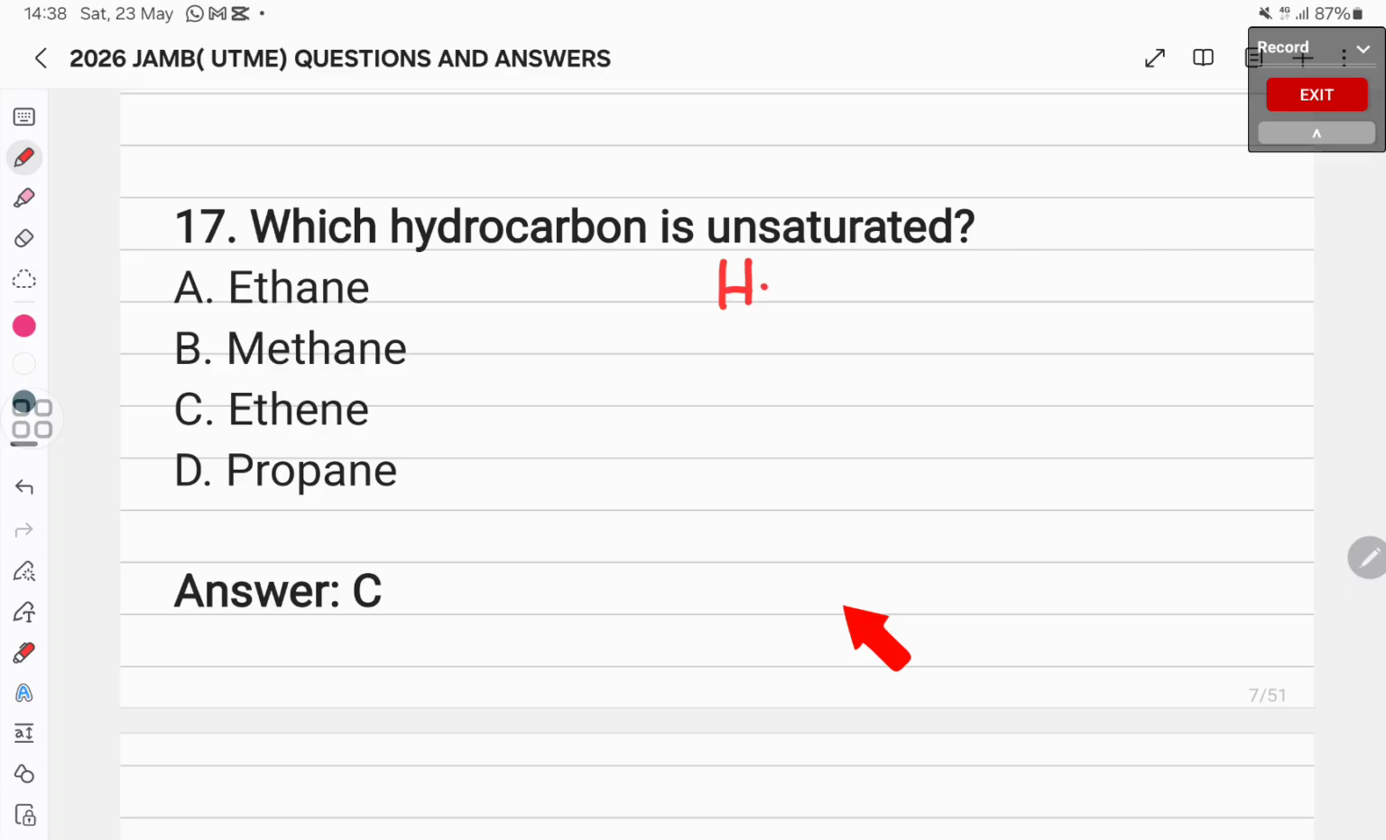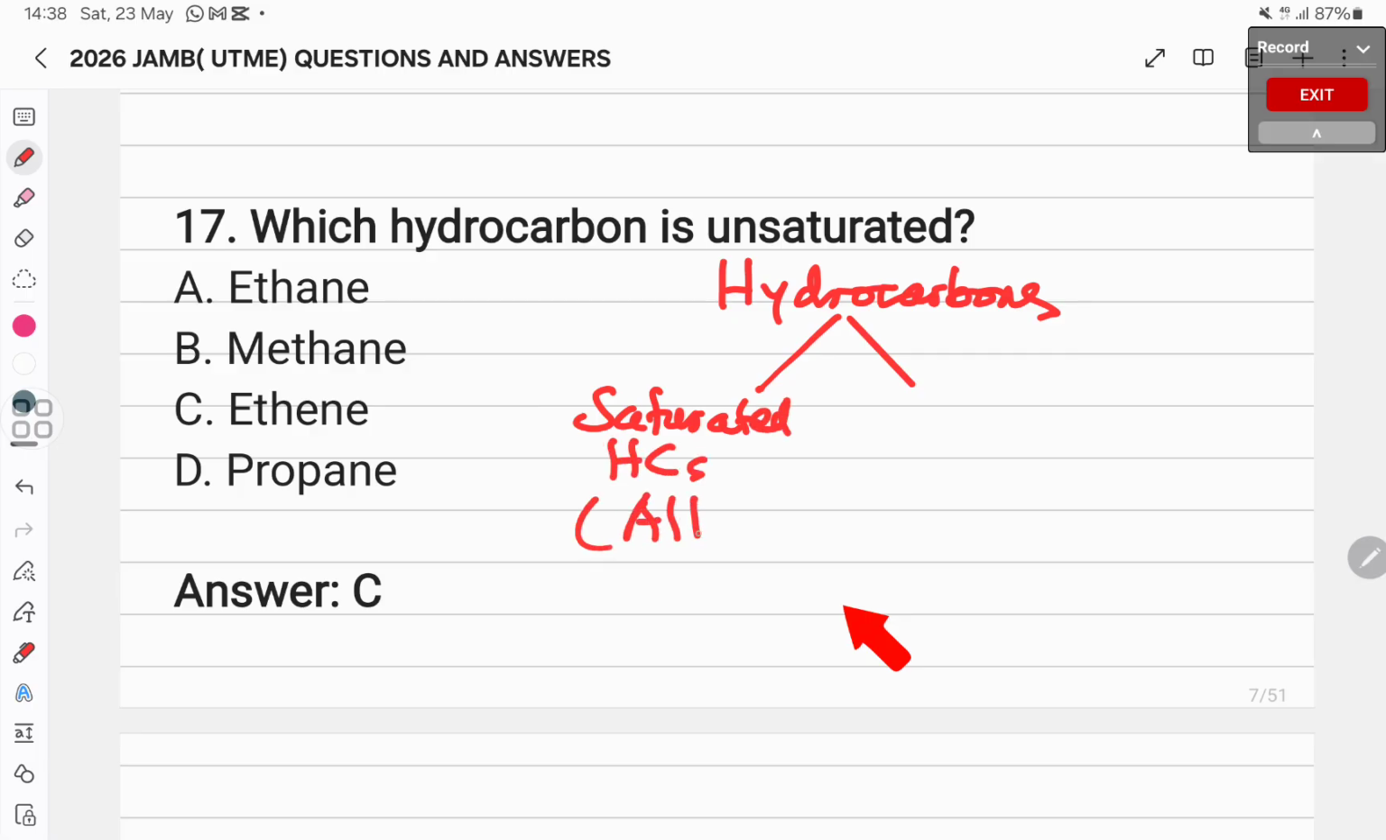For the saturated, the only saturated hydrocarbons are alkanes. The others, be it aliphatic or aromatic, are unsaturated. There are three subdivisions of aliphatic hydrocarbons: alkanes, alkenes, alkynes.